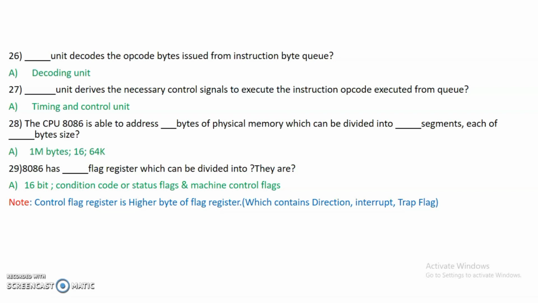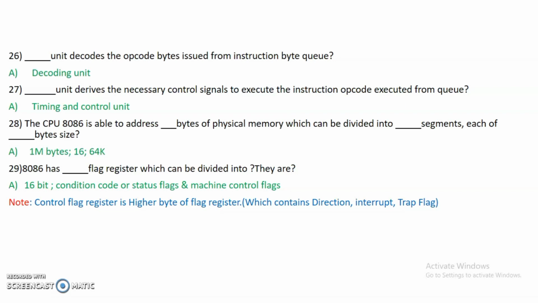Bit number 27. Dash unit derives the necessary control signals to execute the instruction opcode executed from queue. The answer will be timing and control unit. Don't get confused in between both of them. So the decoding unit will be decoding the instructions, whereas the timing and control unit will be providing the control signals. So whenever a particular instruction is being executed, this unit will be providing the necessary control signals in order to execute the instructions from queue.